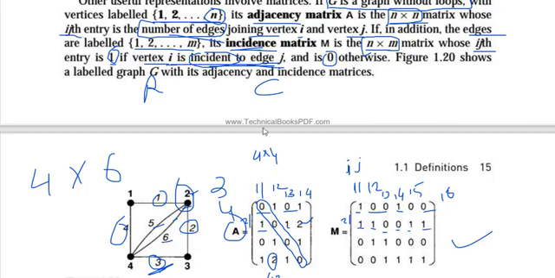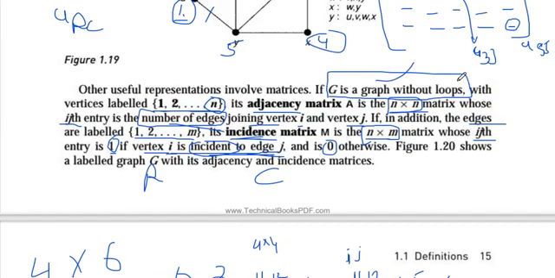So this is the adjacency matrix and the incidence matrix. This is a matrix representation of any graph without loops. You have to remember the condition: graph G is without loops.